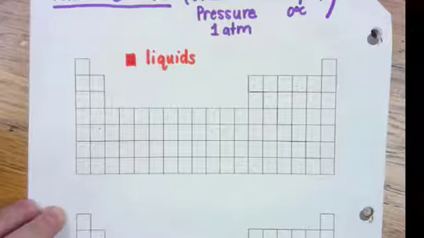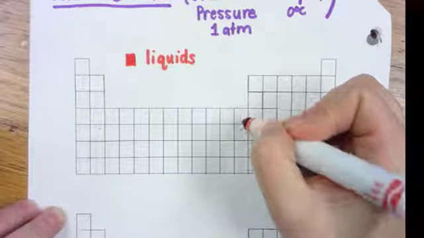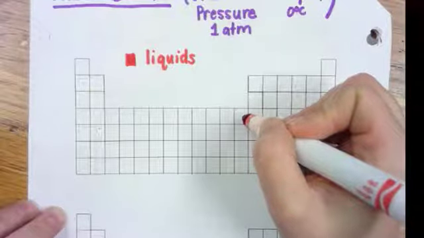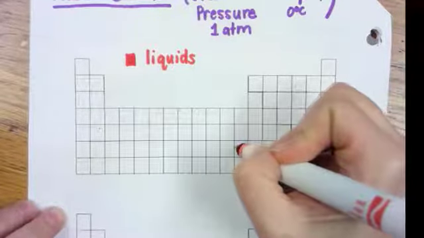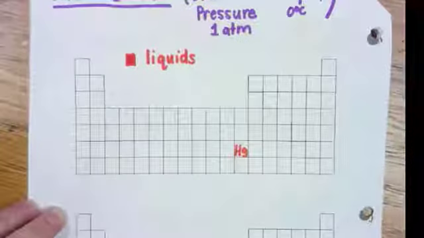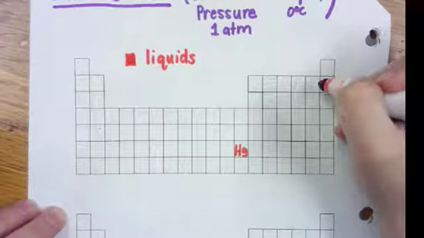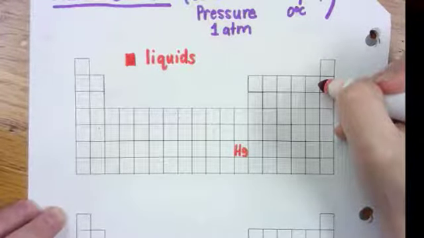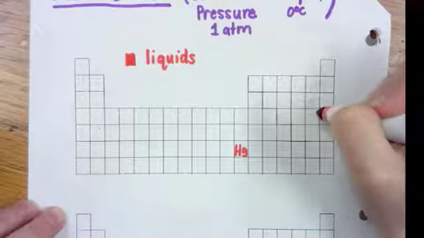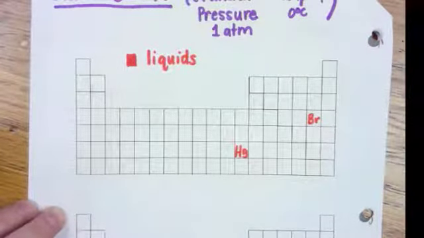Mercury and bromine. Let's write those symbols in the correct boxes. Mercury is in the D block. It's in the last column of the D block, and it's the 3rd box down, Hg. Bromine is in the halogens. That's the last column before the noble gases, and it's the 3rd box down, Br for bromine.